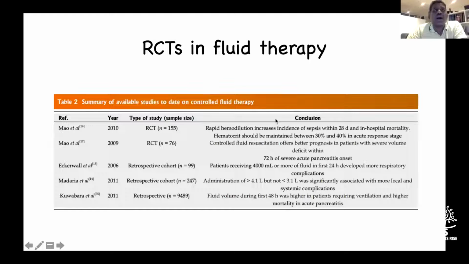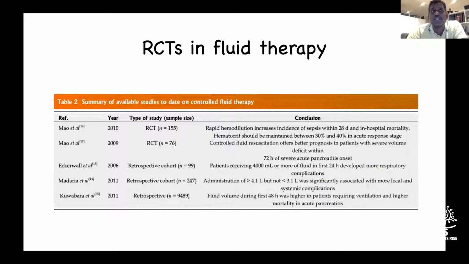So the data on RCTs or controlled studies. Mao was the first one to come with it in 2009. So controlled resuscitation offers better prognosis with better correction of fluid deficits within 72 hours. So that was the first one he did. The second one: rapid hemodilution, that is, large volume resuscitation leading to rapid hemodilution, leads to increased incidence of sepsis at 1 month and increased mortality. And now we know that very well.